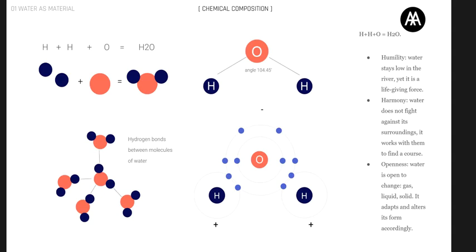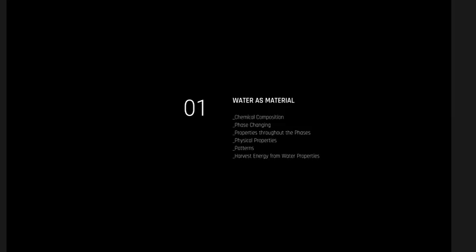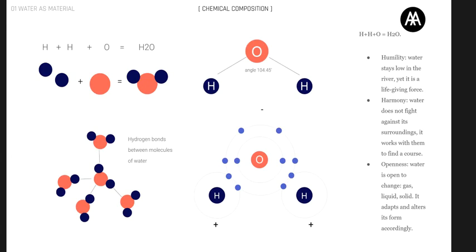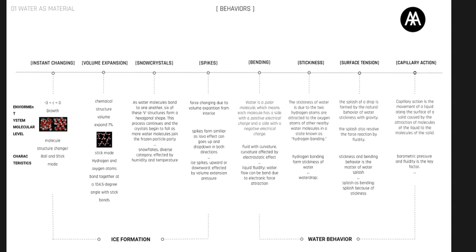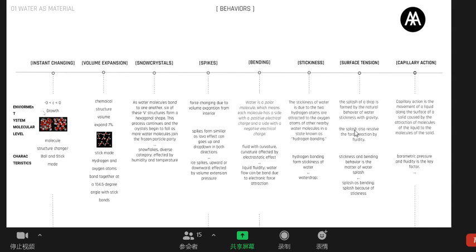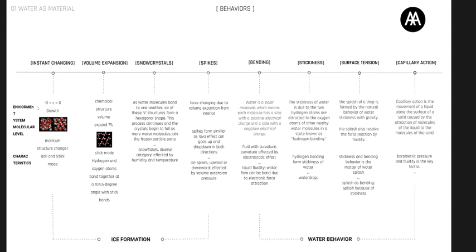So we just go through this phase changing. We saw that the most important behavior of water is actually phase changing. So we wanted to focus on that part. There are also a couple of interesting behaviors that we have in a diagram here, like instant freezing, volume expansion, snow crystal spikes, bending, thickness, surface tension, capillary action. But we were thinking that it would be interesting to try to find ways to also simulate these things.